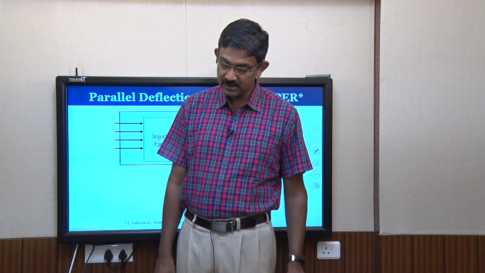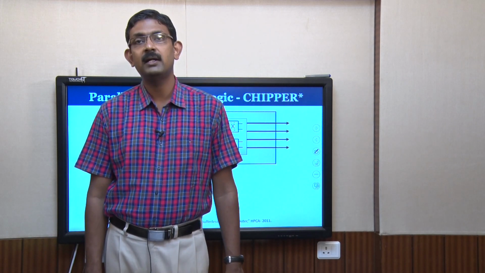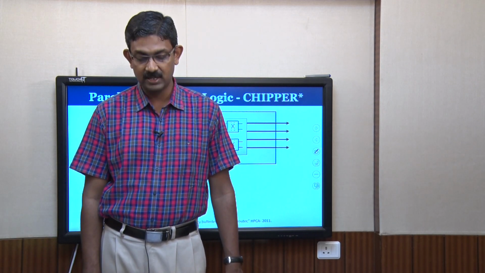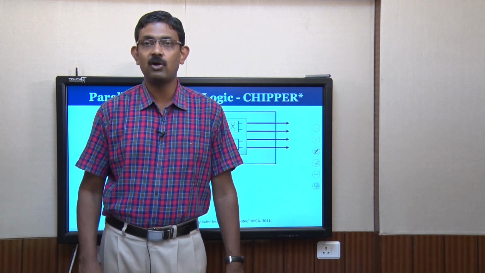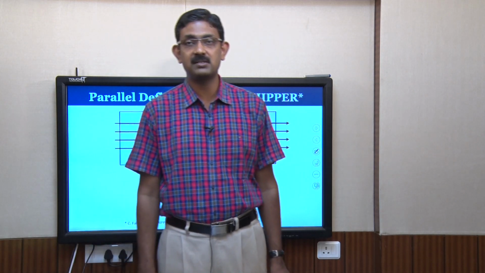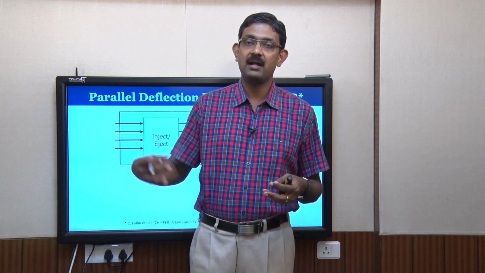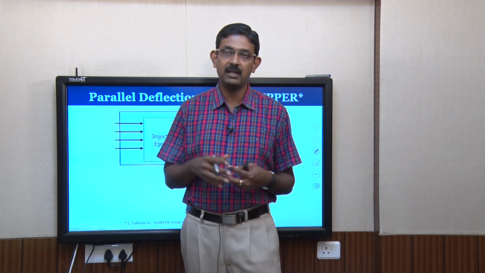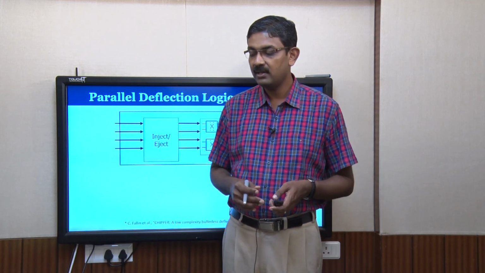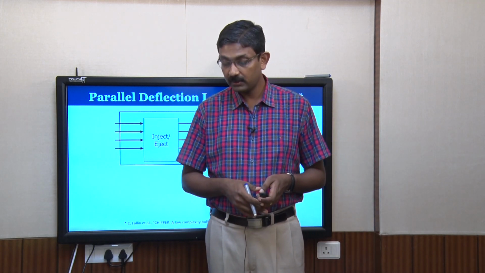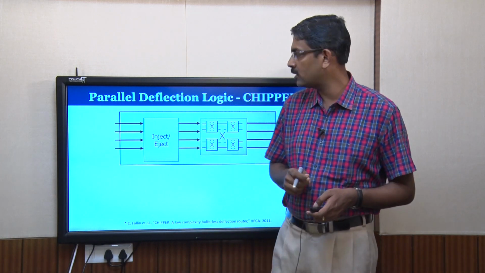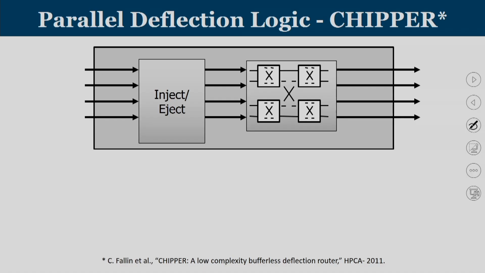A work was published by Chris Fallin et al. in the High Performance Computer Architecture Conference in 2011, which was trying to get rid of the issues associated with the BLESS router, the sorting network and the sequential port allocation. They completely removed them and came up with a router called CHIPPER. So, let us try to understand how this CHIPPER router works. These are the four directions that you see. North, south, east and west are the four input directions, and then we have north, south, east and west as the output directions.